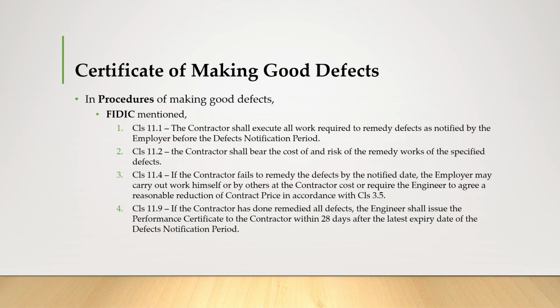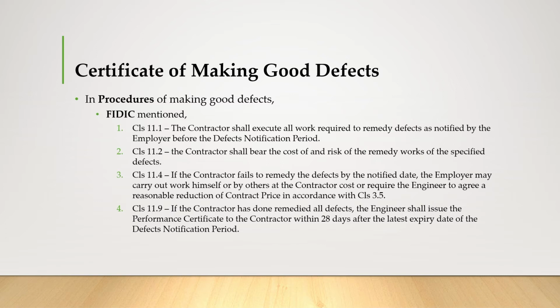So in FIDIC, the procedure of making good defects is stated firstly in clause 11.1. The contractor shall execute all work required to remedy defects as notified by the employer before the DNP. This is DNP. In FIDIC, it's called DNP. And clause 11.2, the contractor shall bear the cost and risk of the remedial work of the specified defects.